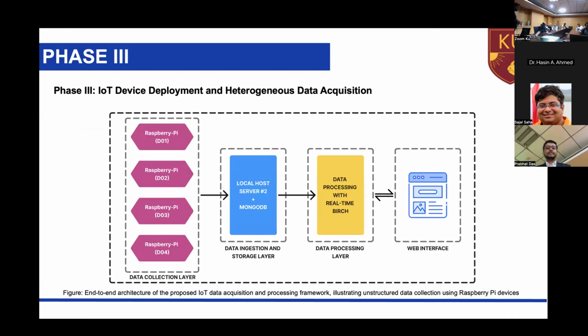Since our methodology and objectives also include unstructured data, we also created a heterogeneous data environment, which comprised Raspberry Pis with camera sensors, which were collecting data and again sending the data to the local server. From there, it was propagated to the processing unit, where we had the real-time Birch deployed. From there, again, we were sending the data to the web interface.